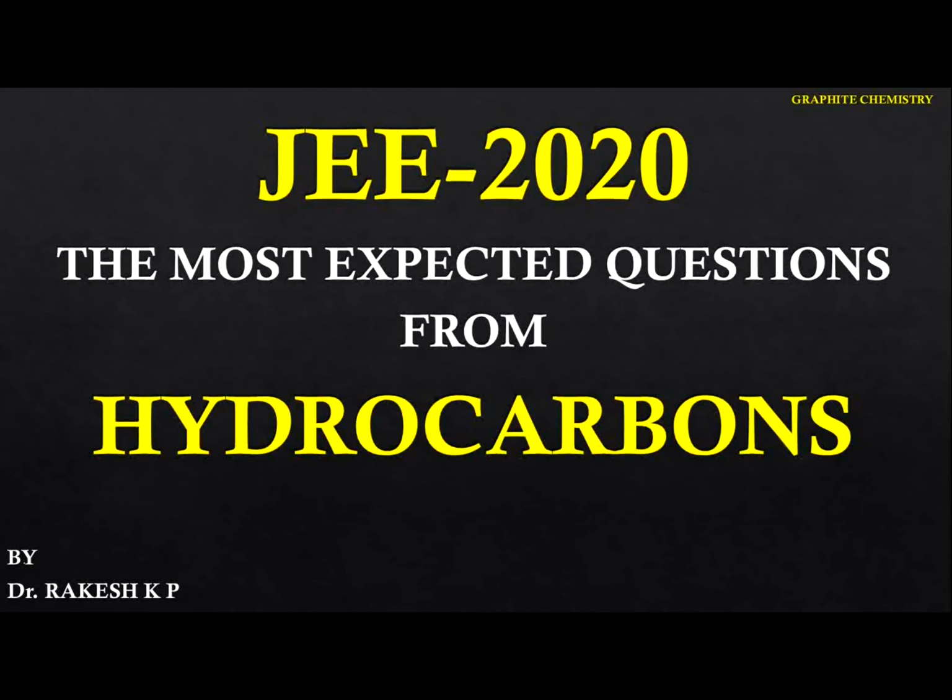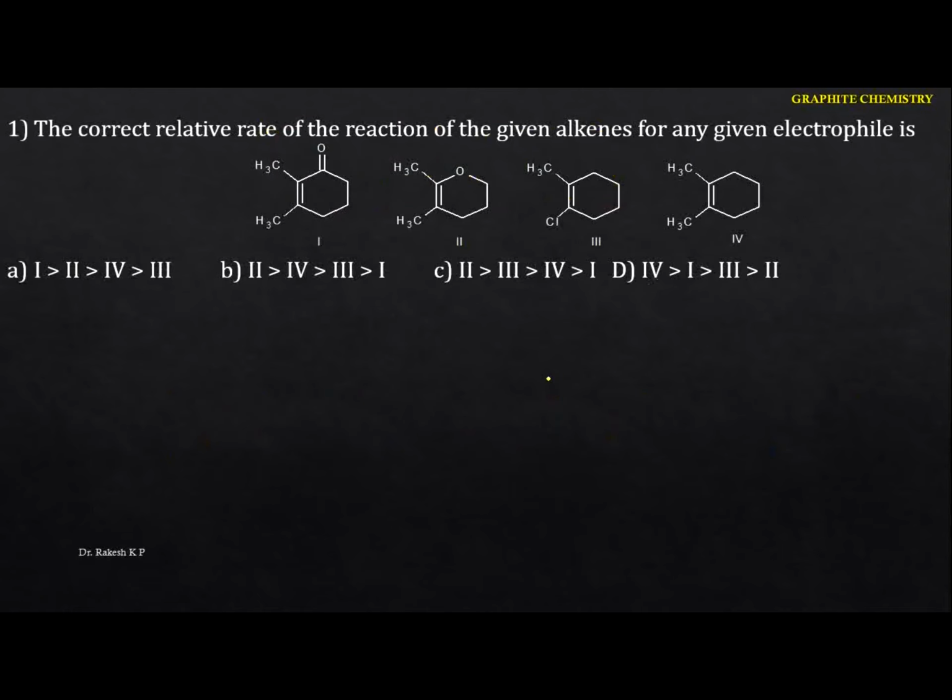Hello student, in this video I am going to solve the most expected questions in JEE 2020 from the chapter hydrocarbons. Let me solve the questions one by one. See the first question here. The correct relative rate of the reactions of the given alkenes for any given electrophile is.